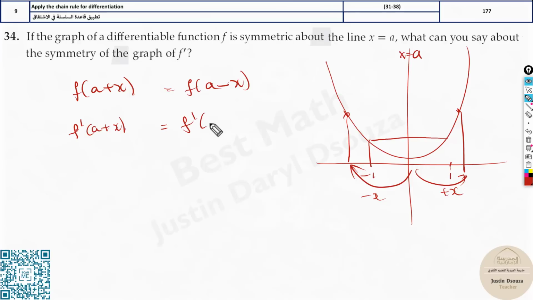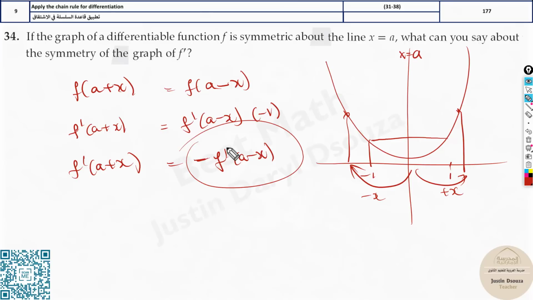Now here as well, derivative of a minus x. And then what happens? Derivative of minus x will be minus 1. So this is the thing. Let me simplify it. The derivative of the symmetrical function will be equal to minus of derivative of a minus x. Basically, both sides are derivatives, but this is an odd function. The derivative would be an odd function.